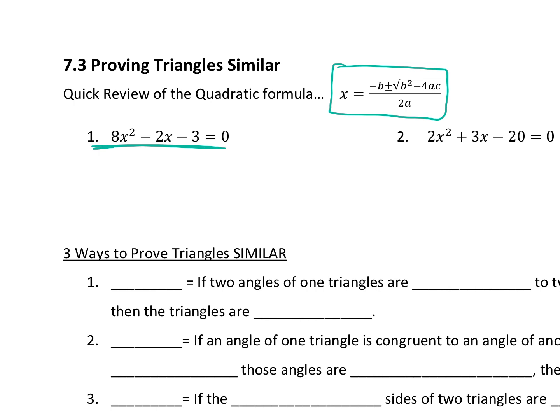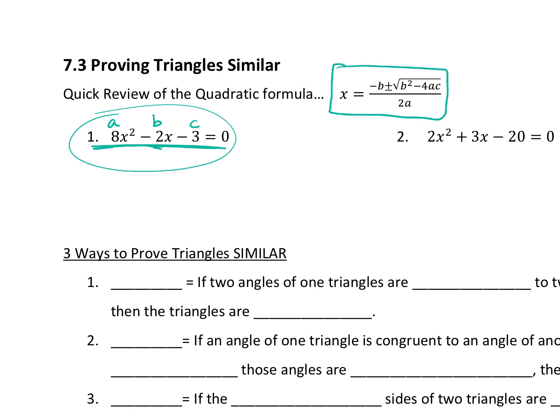So in this setup, there's an A, a B, and a C. What is A from this? Do you remember? A is the one in front of the x squared. This is A, this is B, this is C, right?